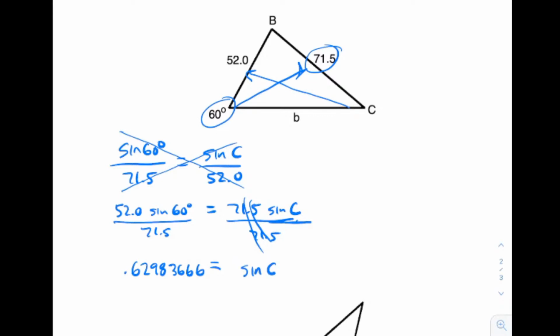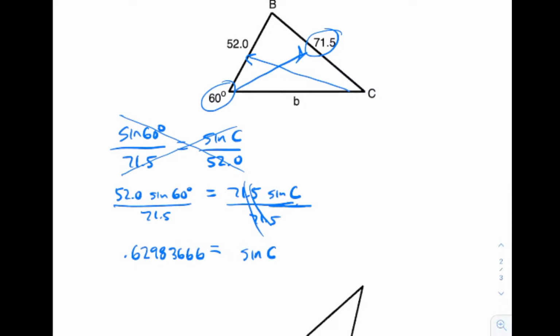And it wasn't so long ago we were doing this kind of thing, right? If you're trying to dig the angle out of the sine, remember what you have to do. You have to do a shift sine. The official notation is this, and that's what you get when you hit shift sine. If you take a close look at the shift sine, it's got a little sine with a minus one.